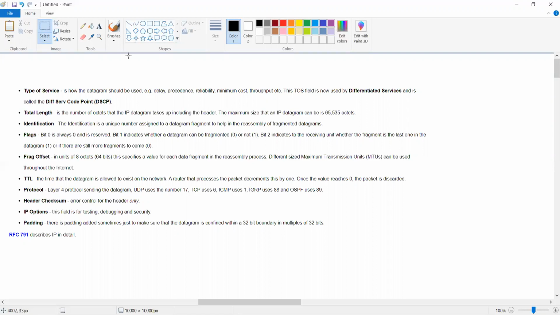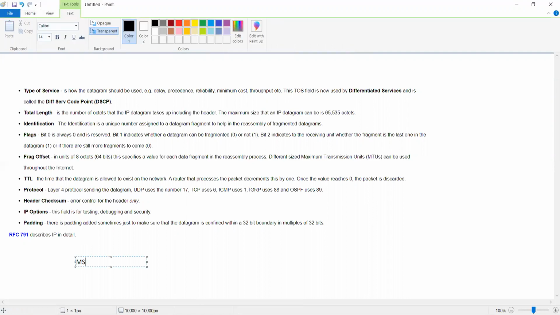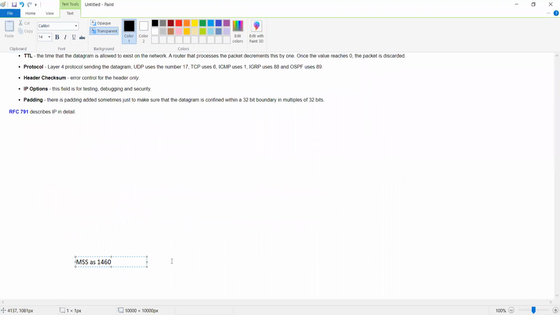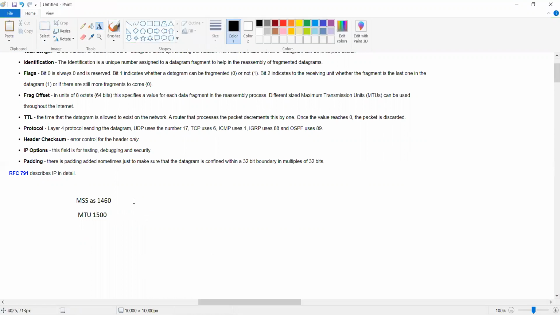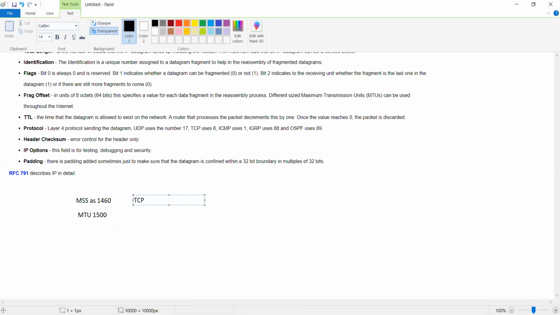And moreover, one more thing. How did you get MSS as 1460? Any idea? So, what is the value of MTU? 1500. Now, what is the value of TCP header length minimum? 20 bytes. What is the value of IP header minimum? 20 bytes.